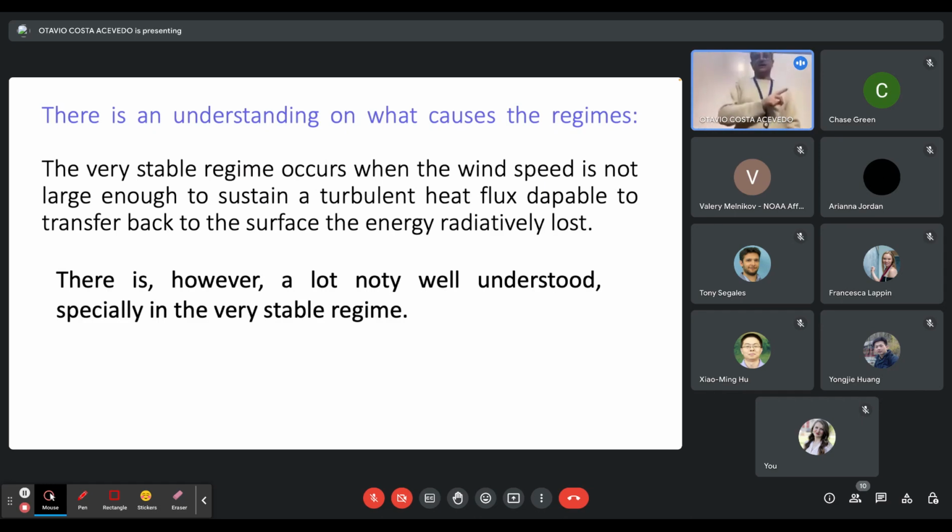However, there are things that are not well understood, especially in the very stable regime. And this is something that Elizabeth introduced me to. I come from the University of Santa Maria. That's where I worked for 20 years before I came here.